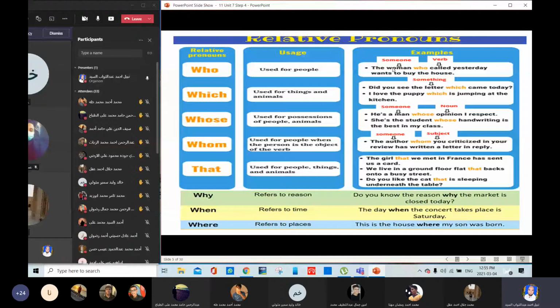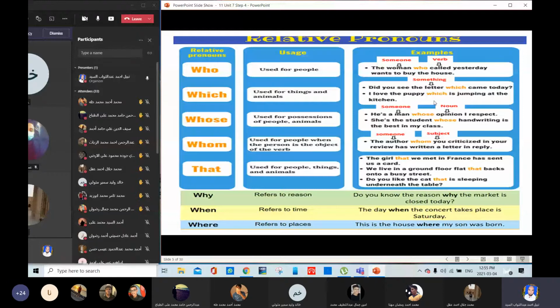Which is used for things and animals. Did you see the letter which came today? Which here refers to the letter. So which is for things or animals. I love the puppy, which is jumping in the kitchen. Puppy is a small dog, so it's an animal. We use which for things or animals.